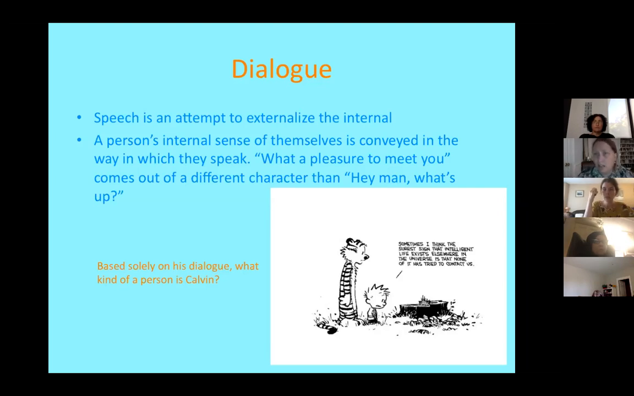So let's take a look at Calvin for a second, because I know there are some of you here who like Calvin, myself included. Based solely on his dialogue, what kind of a person is Calvin? So here's Calvin. He's looking at this and he says, "Sometimes I think the surest sign that intelligent life exists elsewhere in the universe is that none of it has tried to contact us."